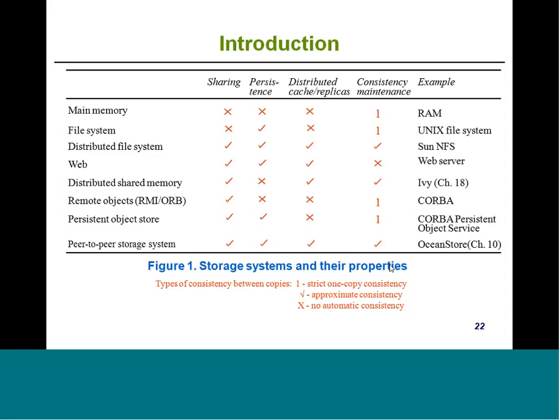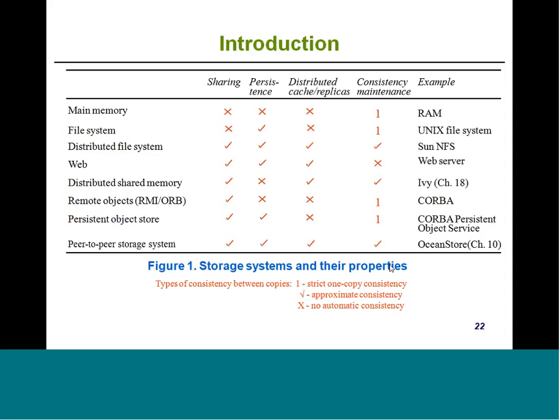The distributed shared memory is another one. Here again we allow the sharing of the memory, but the memory itself is not persistent. The way that we allow the memory is also through the distributed cache and replicas, and finally the consistency maintenance is also there. Remote objects, essentially this is something that CORBA supports. And again here sharing is done, and it's just one-copy consistent.